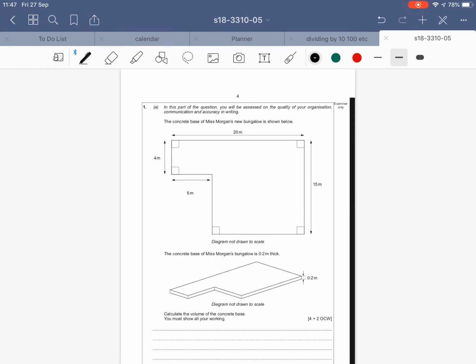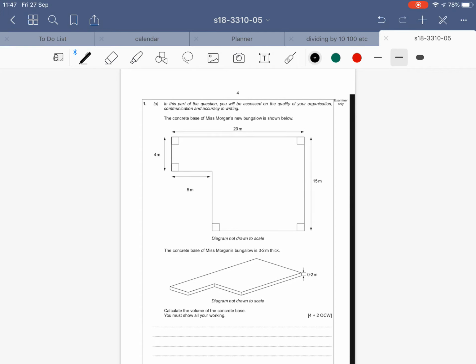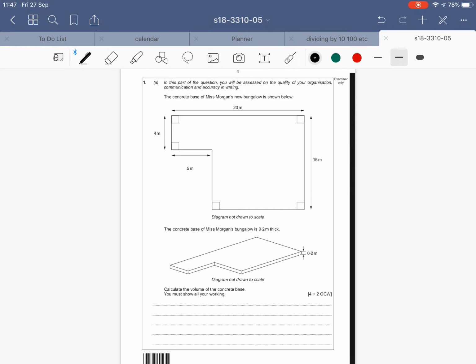Make sure you've communicated to the examiner what you're doing, so you tell them where your numbers are coming from, and make sure your accuracy in writing, so you've got your units on your answers or your pound signs on your numbers. So the concrete base of Mrs. Morgan's new bungalow is shown below. The concrete base of Mrs. Morgan's bungalow is 0.2 metres thick. Calculate the volume of the concrete base.